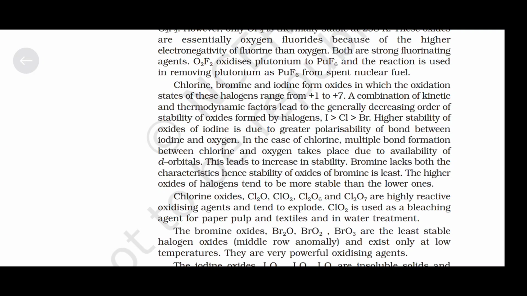A combination of kinetic and thermodynamic factors lead to the generally decreasing order of the stability of oxides formed by halogens: I is greater than chlorine and then bromine. Higher stability of oxides of iodine is due to greater polarizability of the bond between iodine and oxygen.